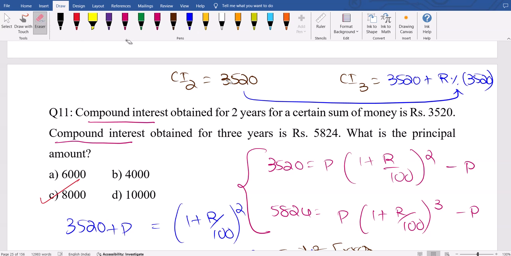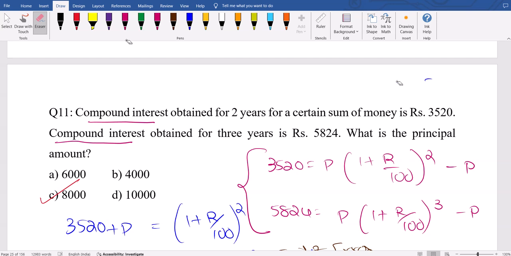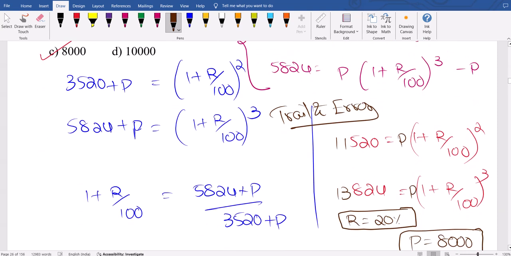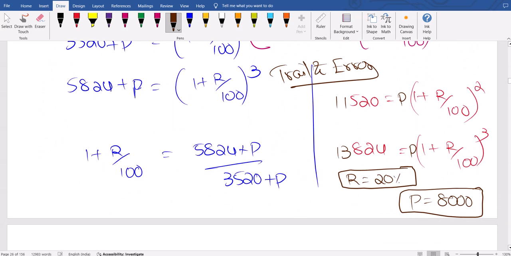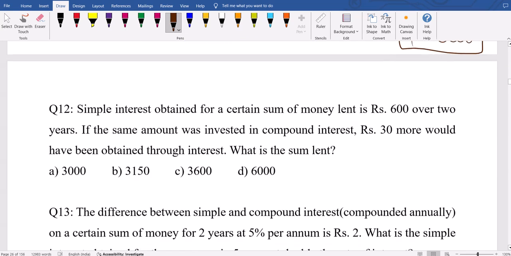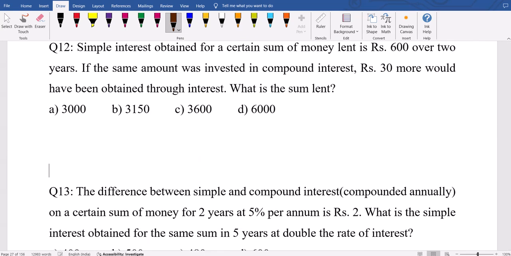Again, it will take a lot of time. This is for 2 years, not for the second year. Second year is different, 2 years is different, so that will also not work. I thought of some shortcut, but that will also not work, because this is for 3 years, not for the third year. So fine, using trial and error here, 8,000 is the answer. We can try using equations, but trial and error helped me solve it. Now see this next question.